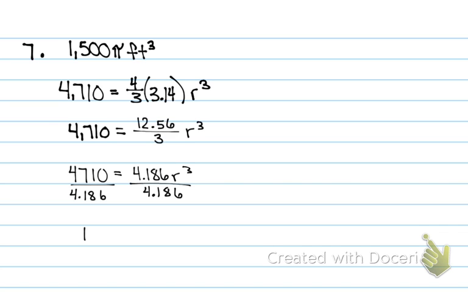So 1125.2 equals r to the third. All right, Trey, what do I need to do now? One more step.